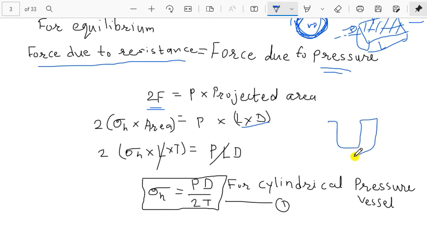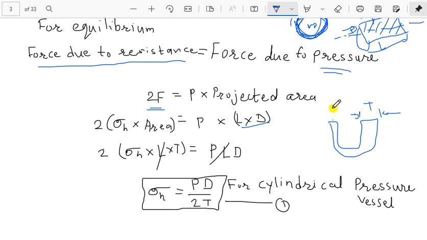I have drawn this figure like this. This is the thickness T. Here also. And you know that this complete area from here to here, in this area, these stresses will be generated in this direction. Hoop stress will be like this.